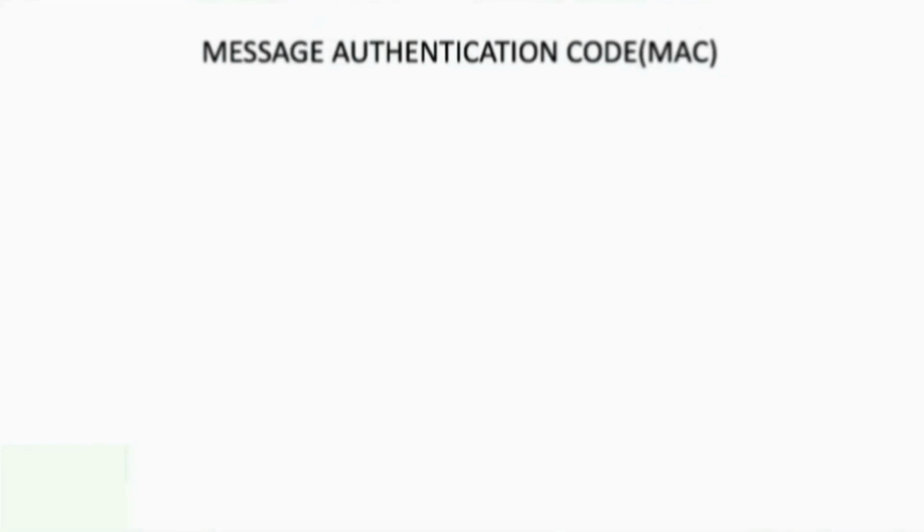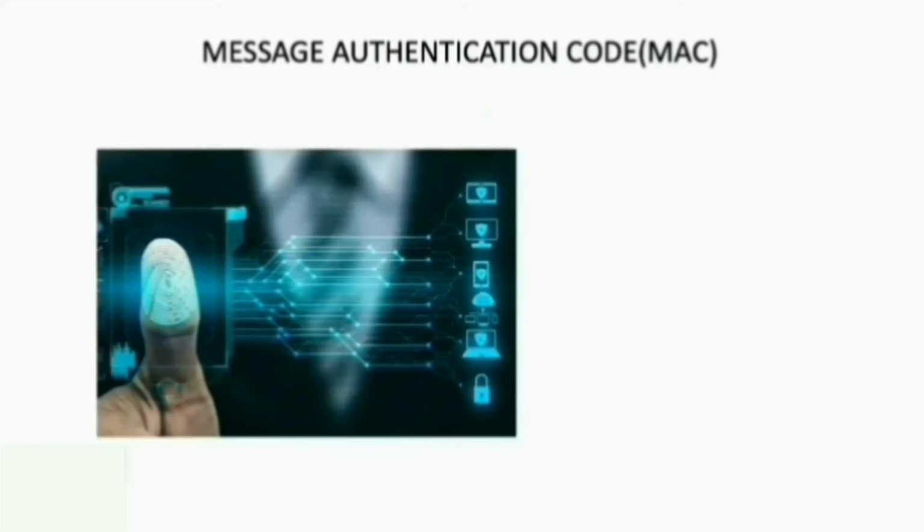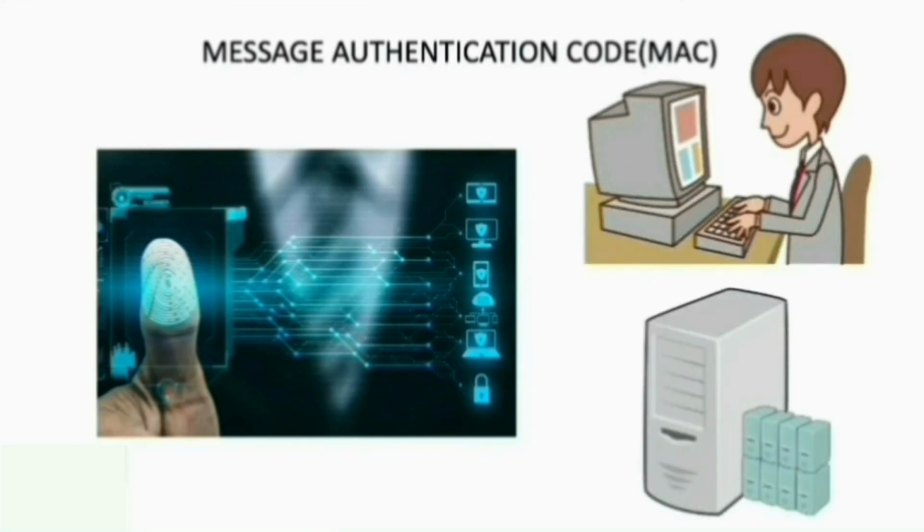Message Authentication Code, or MAC, is a short piece of information used to authenticate the origin and nature of the message. It is also known as a tag. Authentication, in cryptography, is simply a way to verify the identity of who created the information, such as the user or system. Let's try to understand MAC using an example.